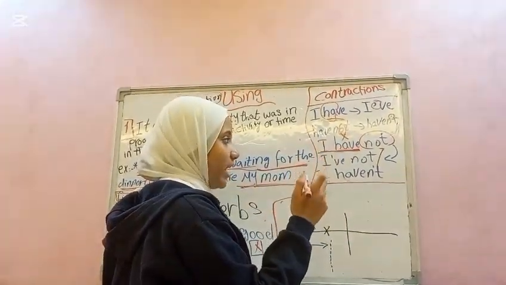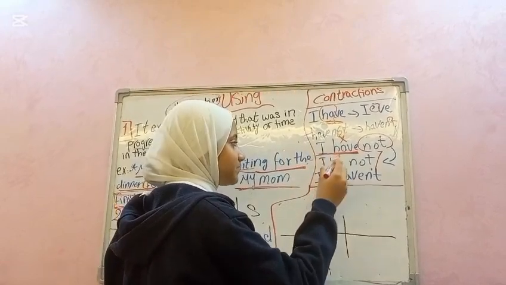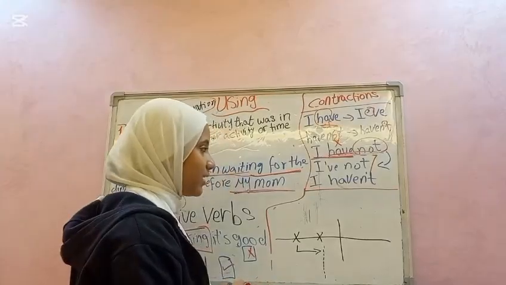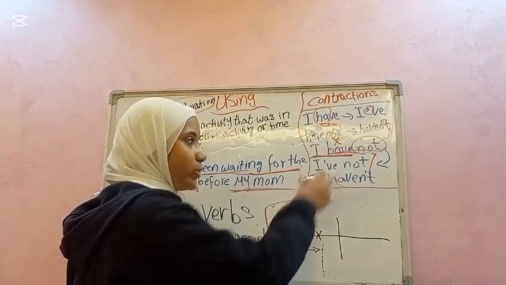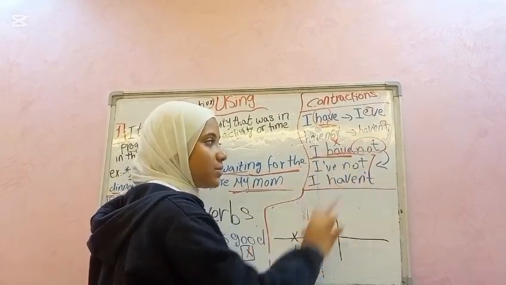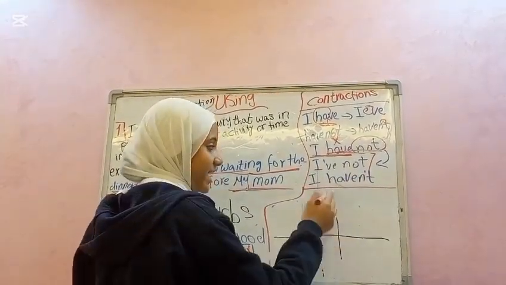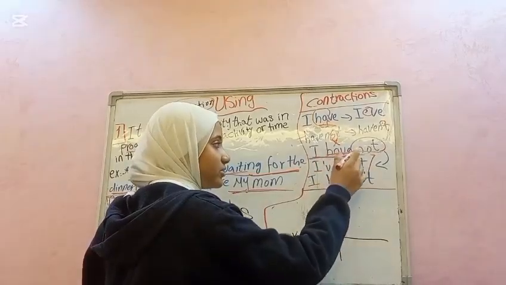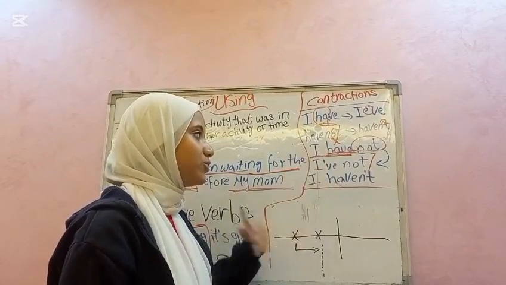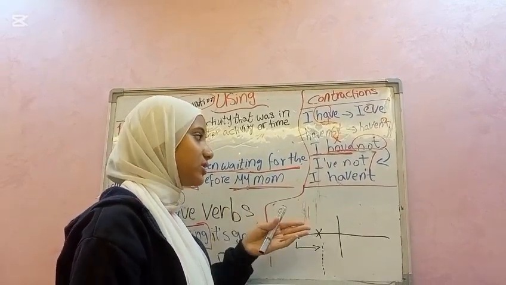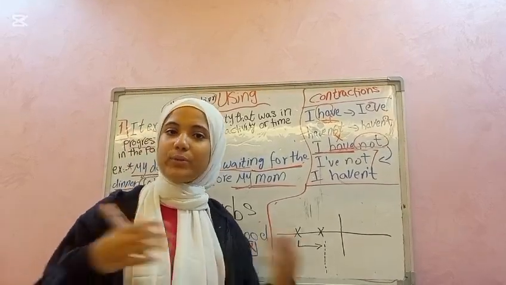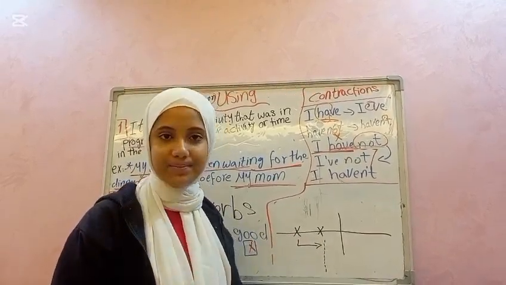And the second way, we contract have not together. The first way, we contract I have together, and not stays the same. The second way, we contract have not together, haven't. I have not can be contracted I've not, or I haven't. Let's summarize what we have learned today.